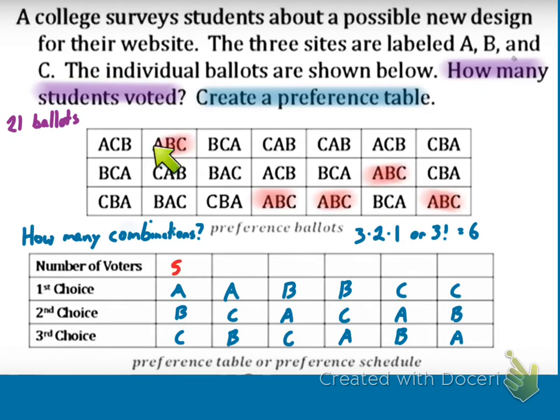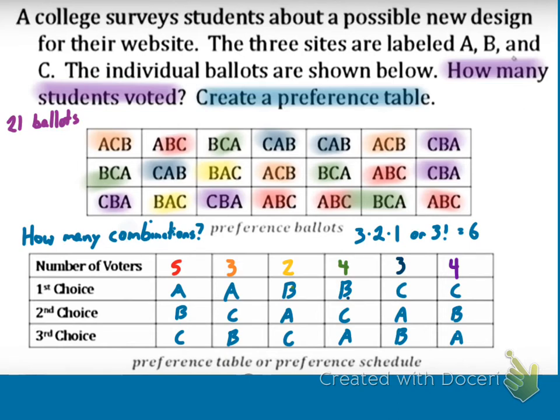So we had 5 votes in that order, A, B, and C. We had 3 votes for that order, A, C, B. And then we had 2 for BAC, 4 for BCA, 3 for CAB, and 4 for CBA.